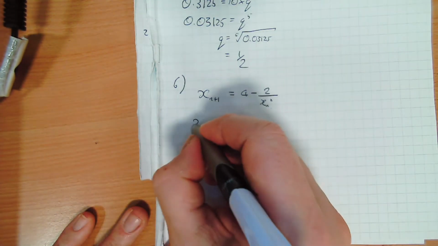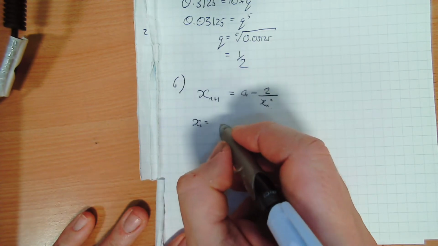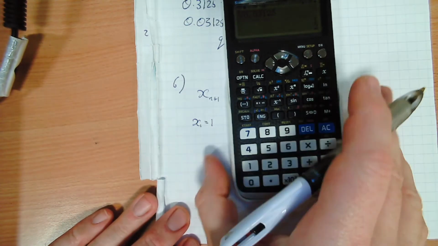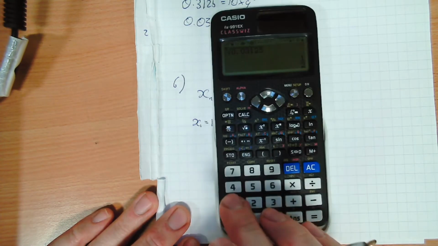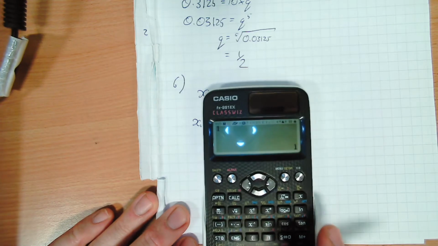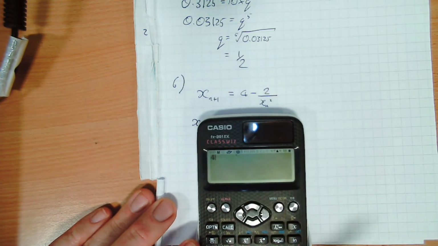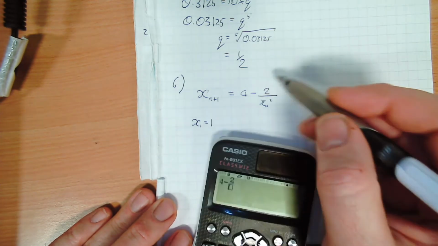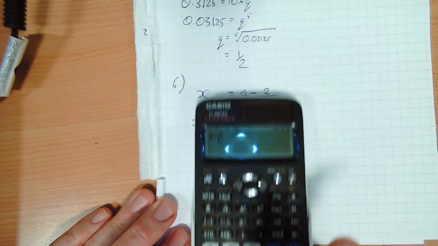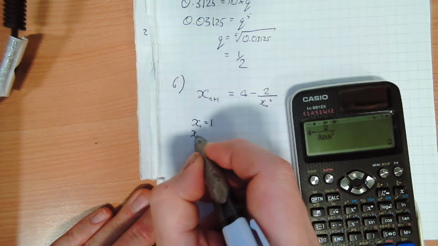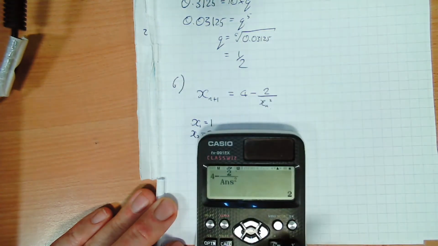So if x1 equals 1, on my calculator I can use my answer key. So I put 1 into memory. 1 equals, okay, 1 is now in memory. Then I type in my formula: 4 minus 2 over, my current value is my answer button, squared. So x2 is 2. x2 is now in memory, so if I just press equals again, it will use that current value.